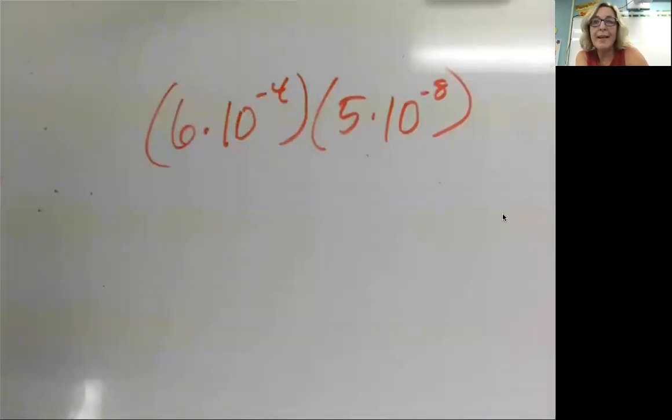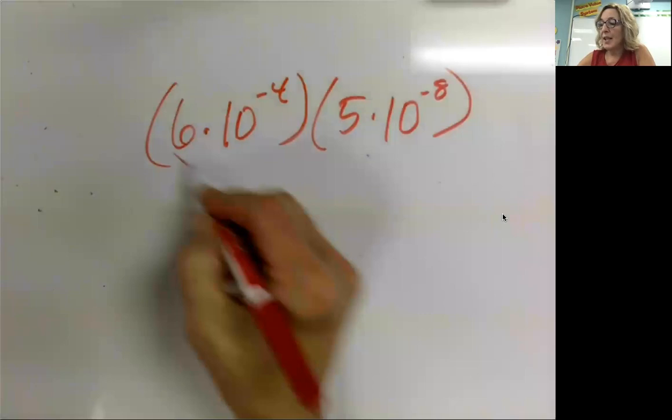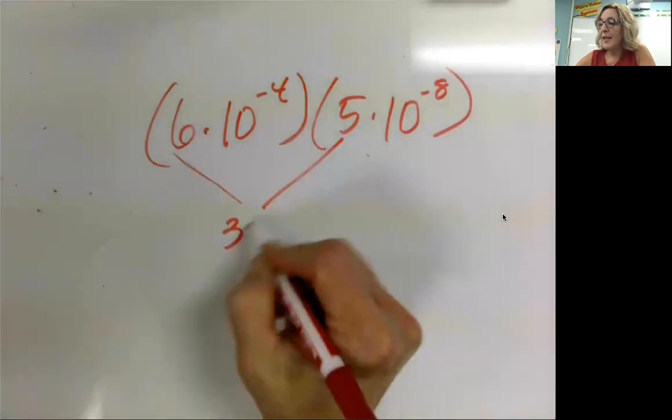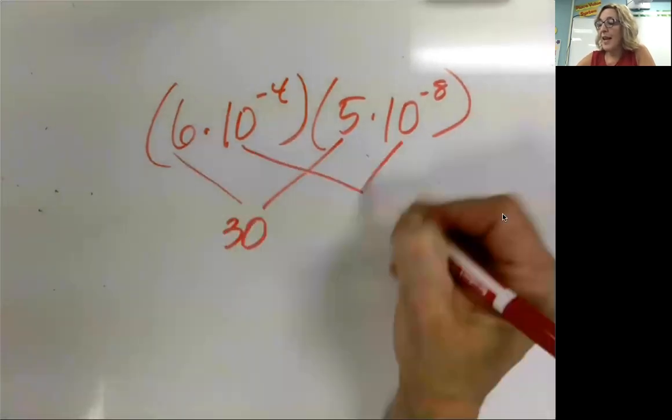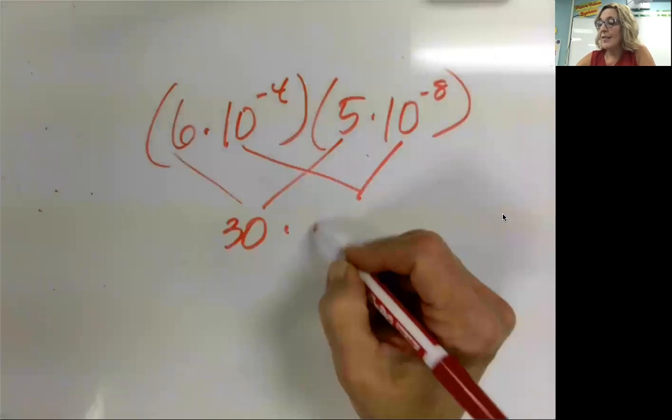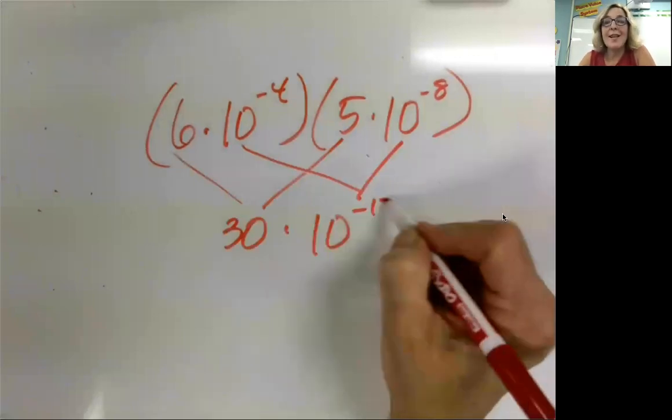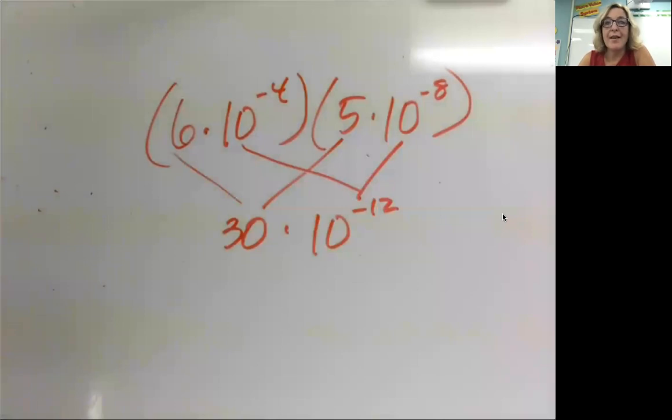So write this one down. 6 times 10 to the negative 4th power times 5 times 10 to the negative 8th power. So the idea is the same. If you have negative powers of 10, you can still rearrange the problem, put the coefficients together, multiply those first, then multiply the powers of 10. So 6 times 5 is 30. 10 to the negative 4th times 10 to the negative 8th would be 10 to the negative 12th, right? Because we're going to add those exponents of negative 4 and negative 8.